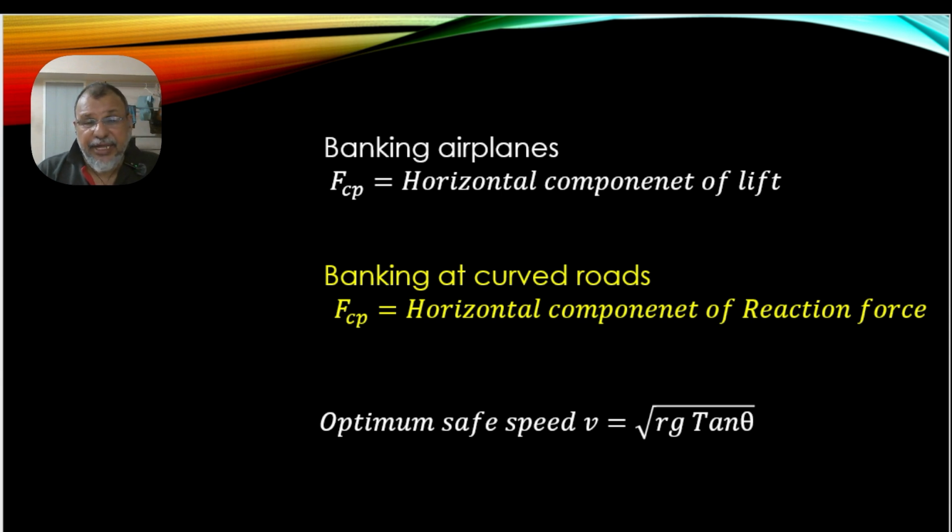And a similar case is when we take the example of curved roads that are properly banked. You can see that the centripetal force is provided by the horizontal component of the reaction force, and the vertical component of the reaction force balances the weight of the vehicle. Now, in both these cases, the optimum safe speed is obtained by the relationship v equals square root of r g tan theta.